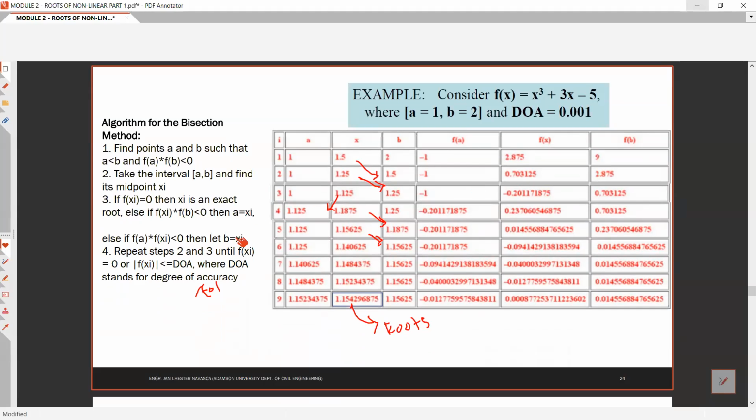Sige. Susundan nyo lang tong if-else. Ito, para hindi kayo malito. Okay? I-multiply nyo lang lagi yung mga values. Ganito rin yung gawin yung table para medyo okay. Okay? Multiply nyo yung mga values. Then, kapag negative, okay, a equals xi. Pag ito naman, b equals xi. Yan lang. Then, copy yung mga walang nabago.